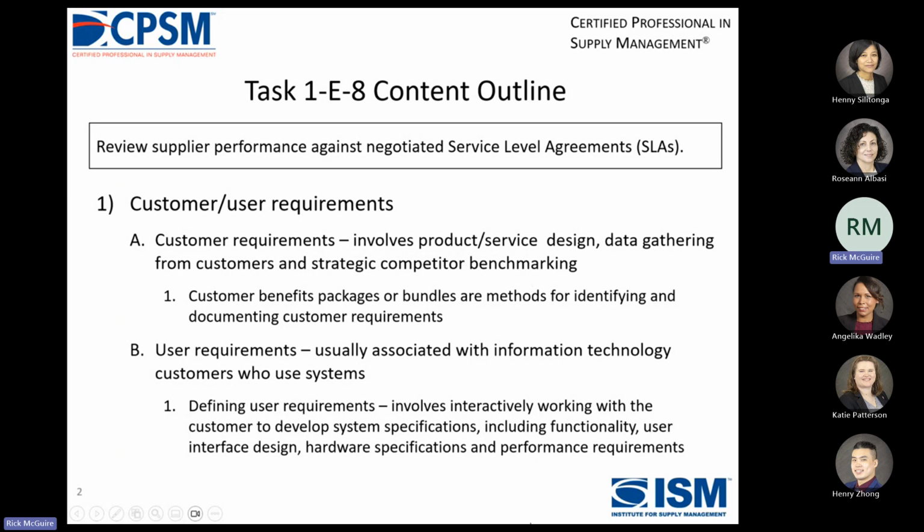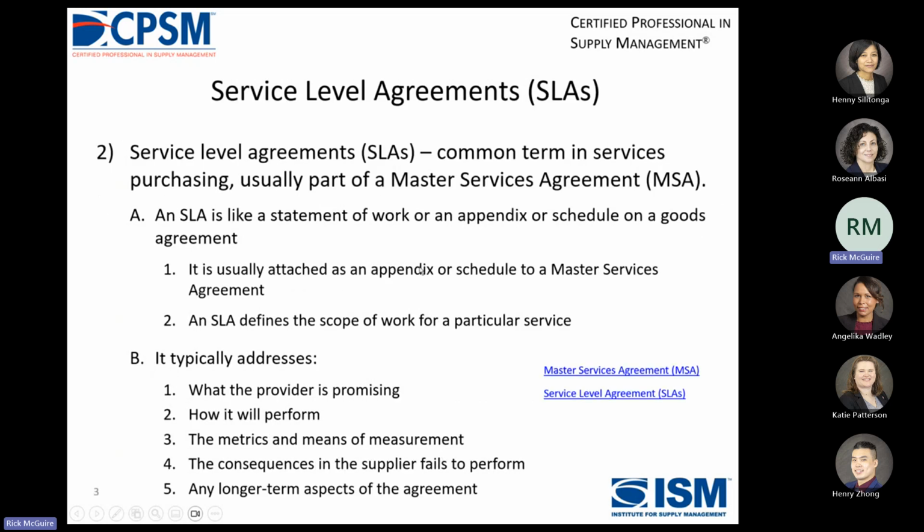Customer benefits packages or bundles are methods for identifying and documenting customer requirements. They're saying go after the customer requirements. And then the user requirements for the customers that actually use the system, working with the customer to see, like software user groups are very big because software engineers are notorious for designing stuff that nobody wants to use.